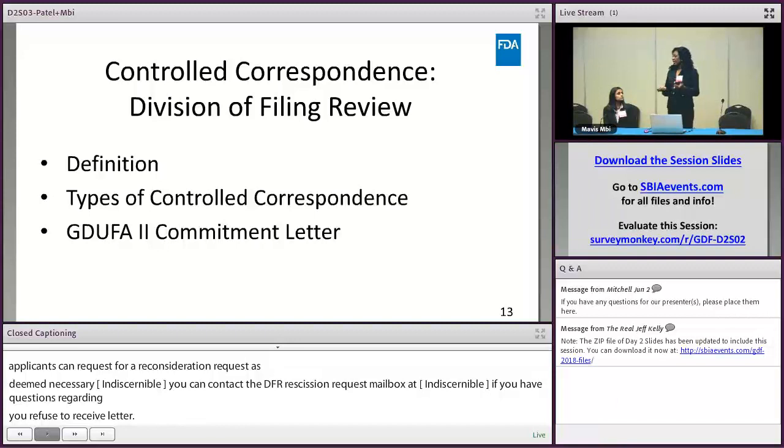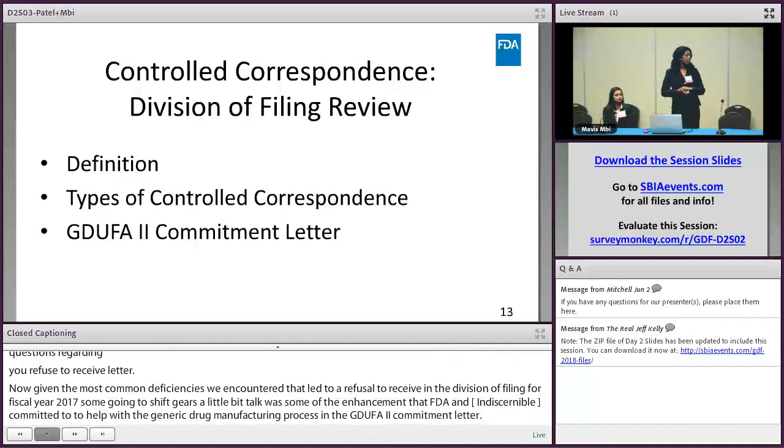One of those enhancements is in the form of a control correspondence. I'm going to define what a control correspondence is, the different types as outlined in the new draft guidance, the November 2017 draft guidance for control correspondences related to generic drug development, and talk about what our commitments are to responding to these control correspondences, to hopefully aid industry along the generic drug manufacturing process.